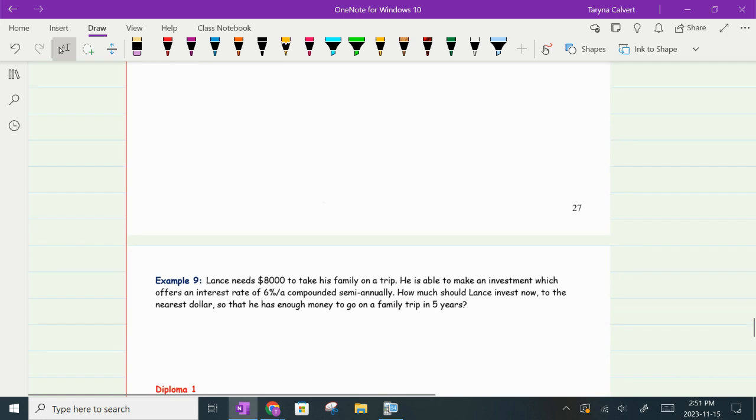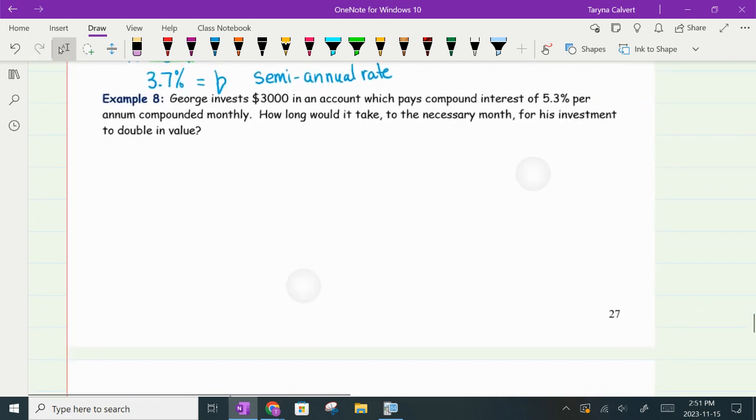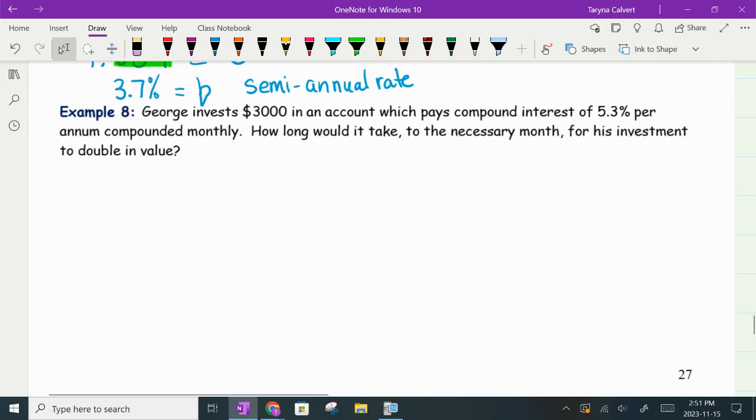All right. So guys, with that, let's do, actually, let's do 8, just one, because this one gets a little bit messy, the numbers aren't nice. So I want you guys to be okay that you're not doing stuff wrong if the numbers aren't pretty. Do you think compounded monthly is going to give you a yucky B value? Yes. Okay. So here, George invests $3,000 in an account which pays compounded interest of 5.3% per annum, compounded monthly. How long will it take for his investment to double in value?